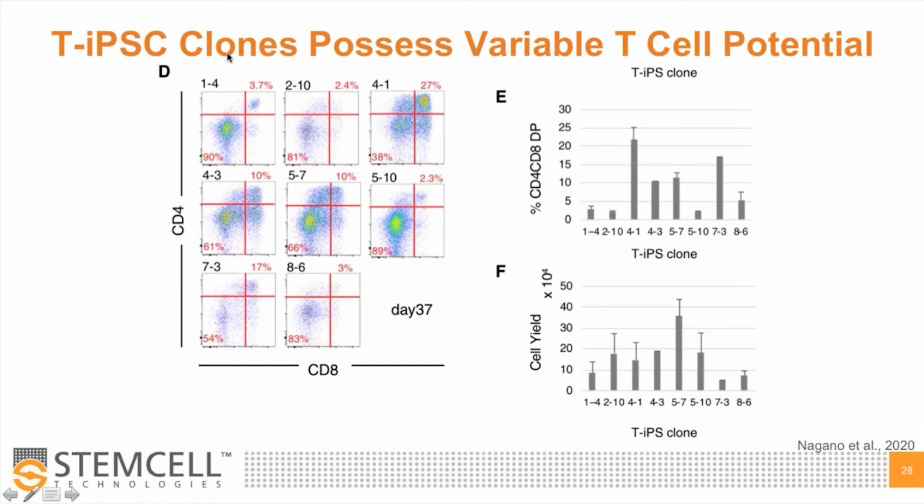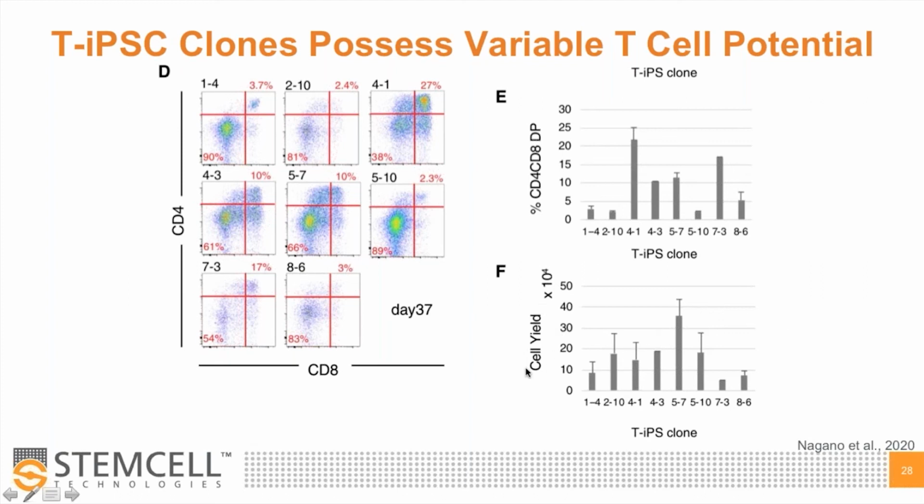First I should mention also that they analyzed these clones for their ability to generate T cells. And you can already see that there's some difference in the number of cells here. They quantified this in terms of percentage of CD4, CD8 double positives. And clone 410 is actually very good at generating T cells. And again, there's variability within the different clones in their ability to generate T cells.